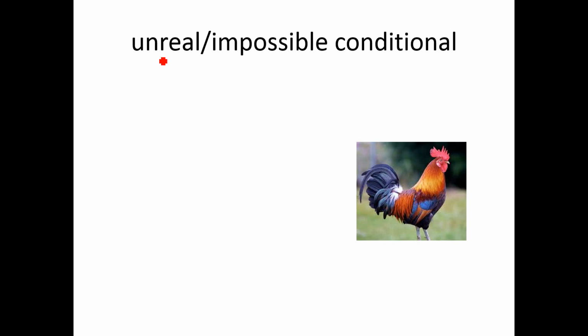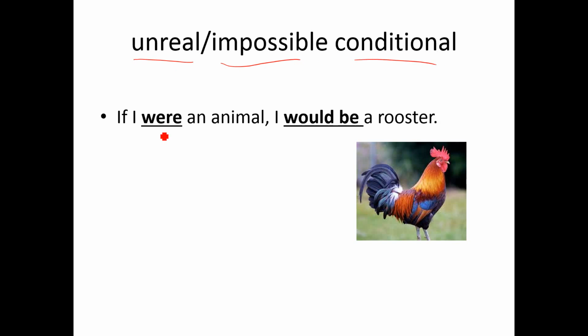So this is the unreal, impossible conditional. If I were an animal, I would be a rooster. Now, what makes this unreal? This condition, if I were an animal, it's impossible, it's unreal, and then would be a rooster. None of these things are going to happen. So this is for imaginary situations.